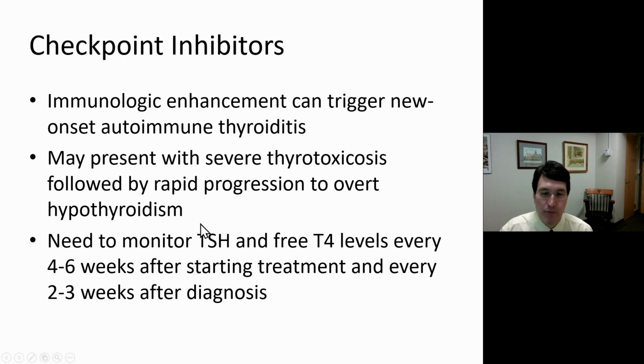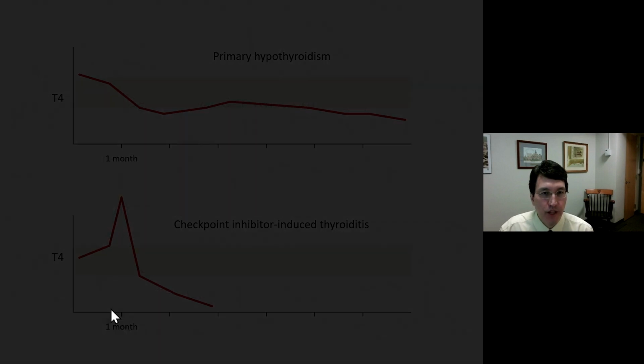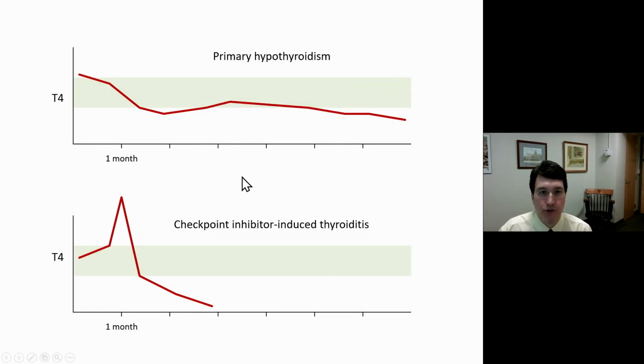And it took a while for this to be recognized, but now ASCO recommends that patients treated with checkpoint inhibitors, specifically nivolumab and ipilimumab, have TSH and free T4 levels checked every 4 to 6 weeks after starting treatment and every 2 to 3 weeks after diagnosis. And the reason for this really has to do with the rate of progression that you can see.